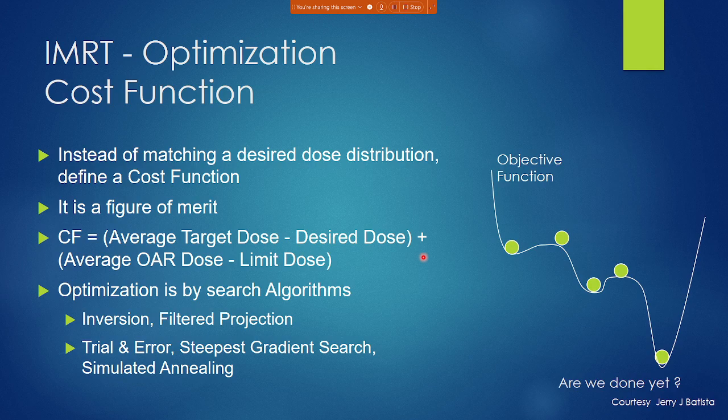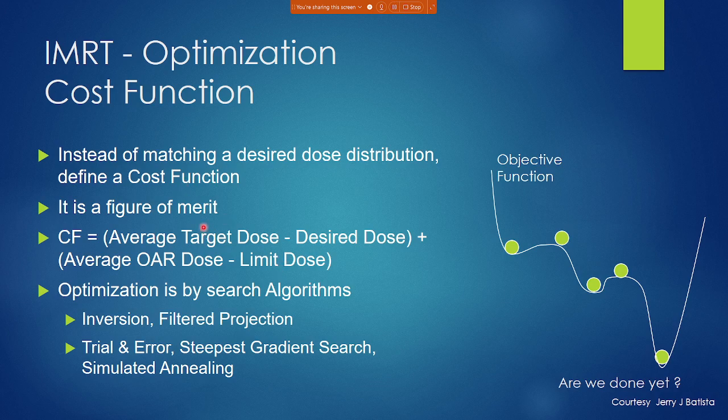So, how does it work? I'll give you a little bit about it, not go deeper into it. Instead of matching a desired dose distribution, we have to define a cost function. It can also be called a figure of merit. So, what is a cost function? It is the average target dose minus the desired dose plus the average OAR dose minus what is allowed for the OAR, that is the dose limit.